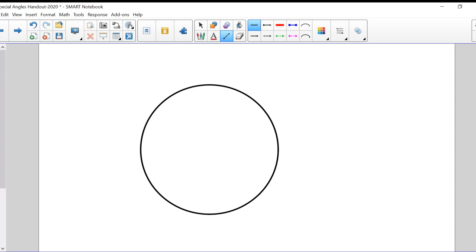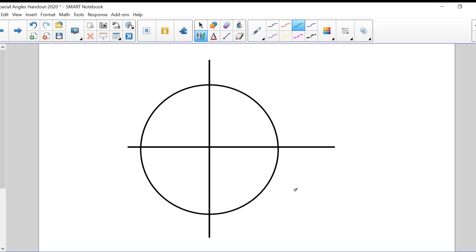I'll put my lines in again. I'll put my CAST on there as well. C-A-S-T. And the question I'm being asked now is, where is 7 pi over 6? What quadrant is 7 pi over 6 in? Can anybody help me with that?